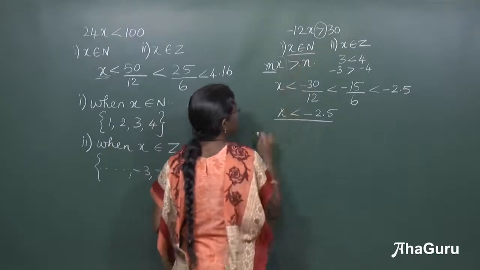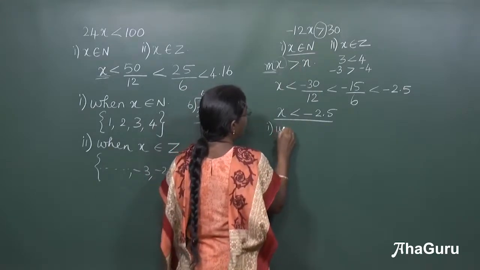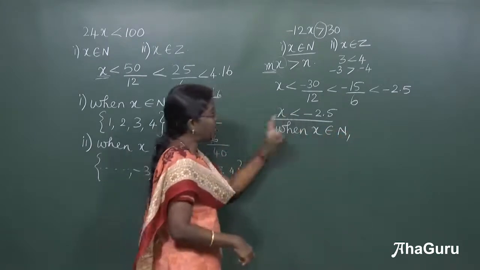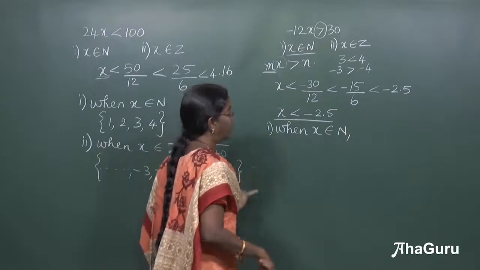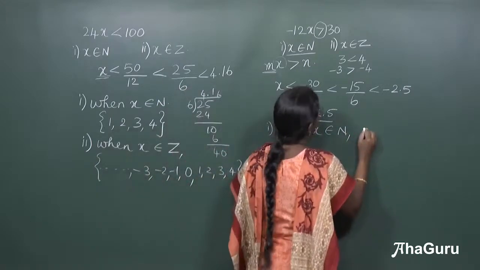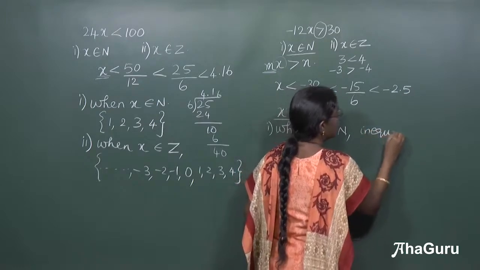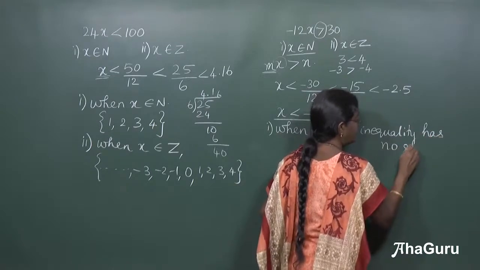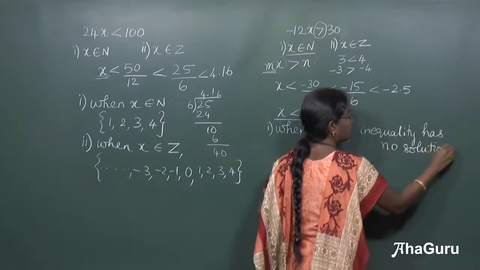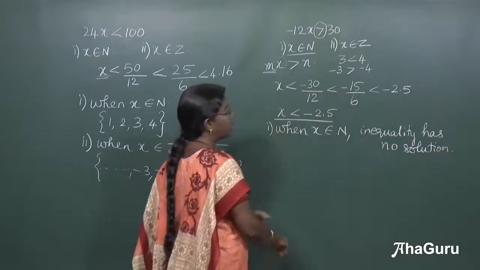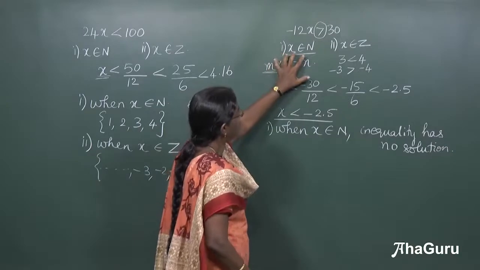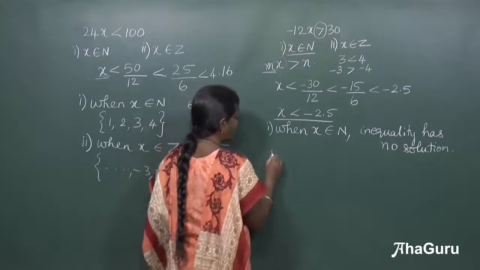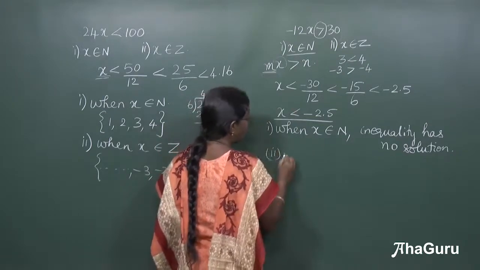Now, the first case, you are asked to find the solution when x is a natural number. Is there any natural number which is less than minus 2.5? No. So, the inequality has no solution. There is no natural number which is less than minus 2.5. So, solution when x belongs to the set of natural numbers, it will be an empty set or the inequality has no solution. Okay. Now, we will move on to the next one.